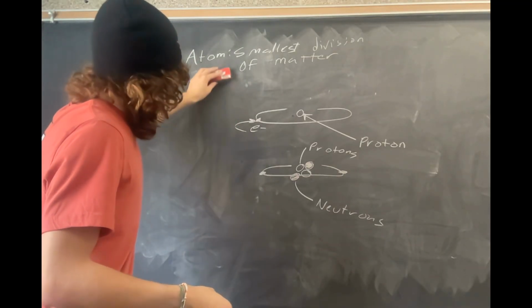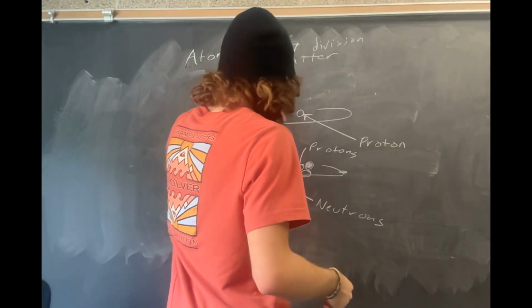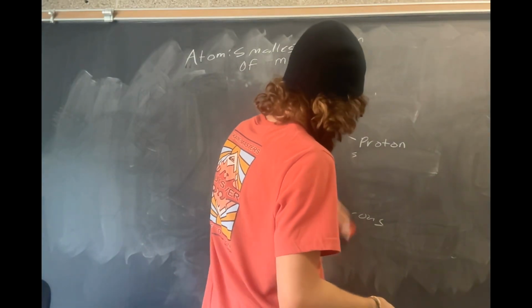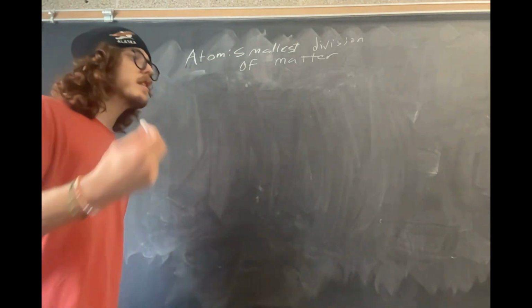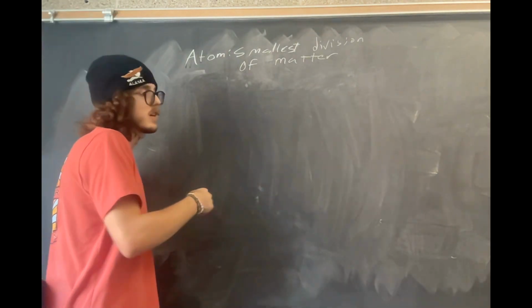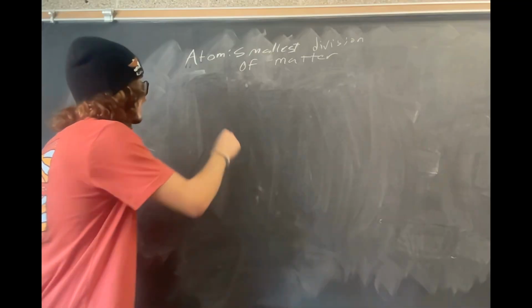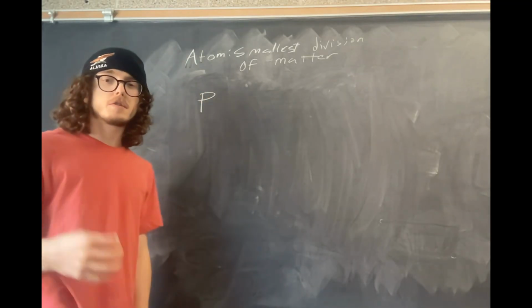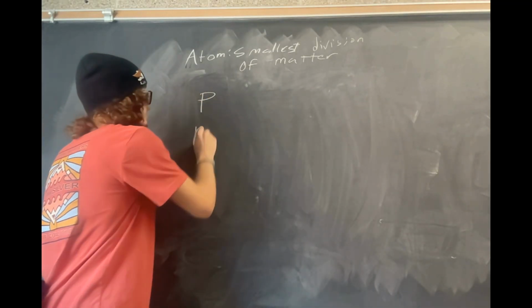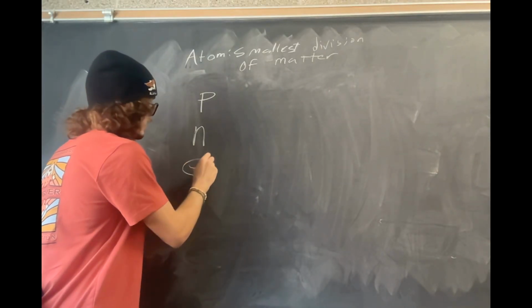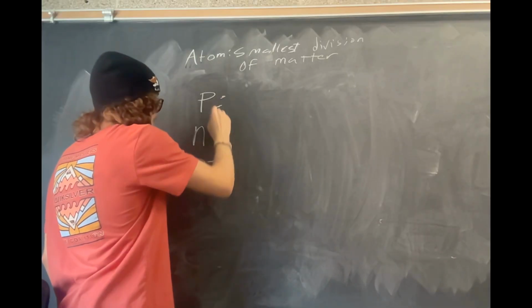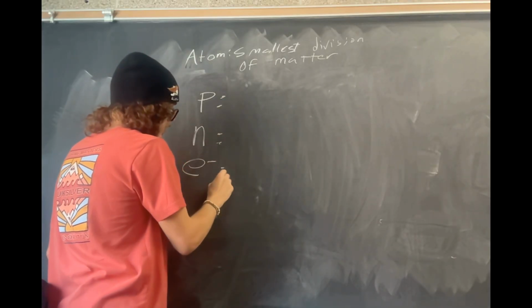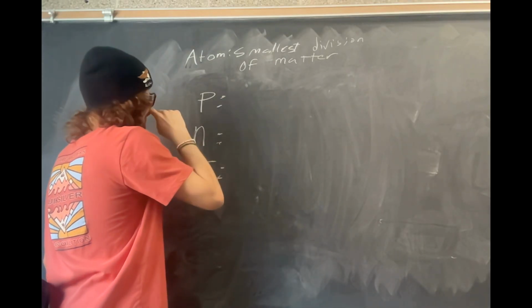Well, let's think about the properties of protons, neutrons, electrons. I'm going to give you the shorthand notation. P stands for proton, kind of obvious. N stands for neutron, and E stands for electron, specifically E minus. So let's make a little table here, shall we?